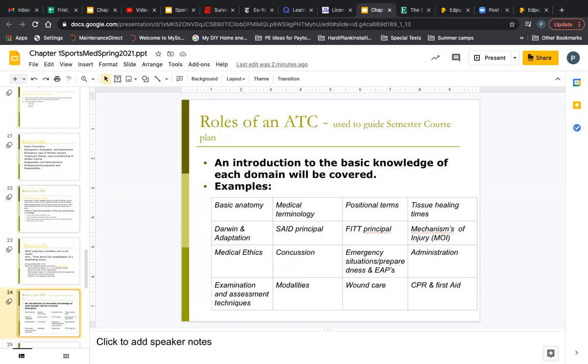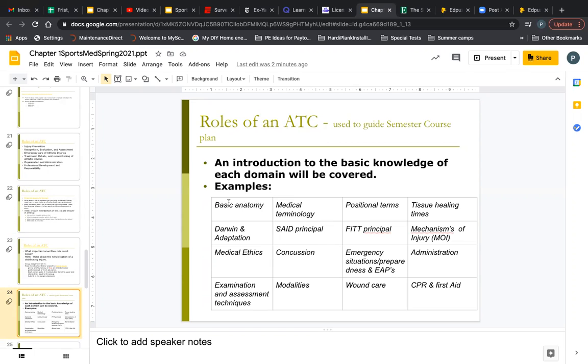Okay, next, roles of an ATC. What are the jobs of an ATC? The 6 roles used to guide this semester course and plan, which we've already discussed, those 6 roles. So an introduction to the basic knowledge of each domain will be covered. And examples within each one of these domains would be basic understanding, you need to know these things in order to be able to perform those 6 roles.